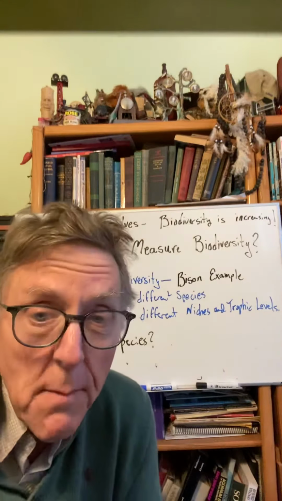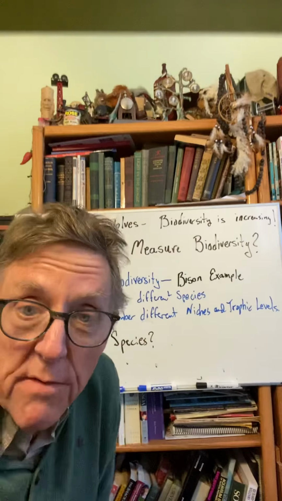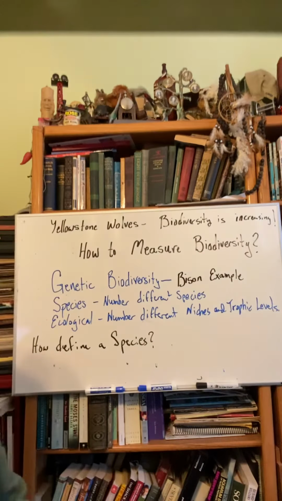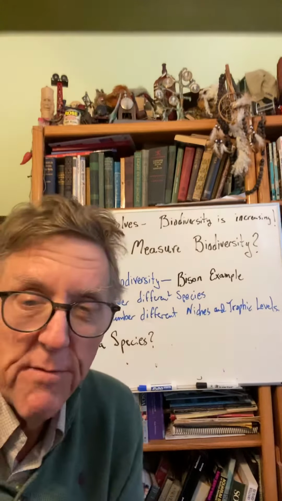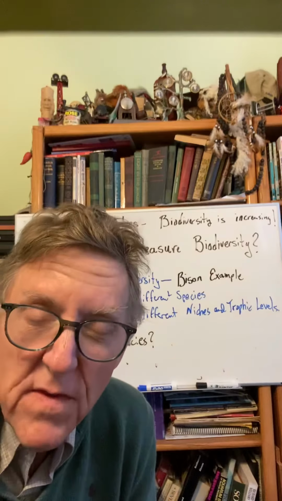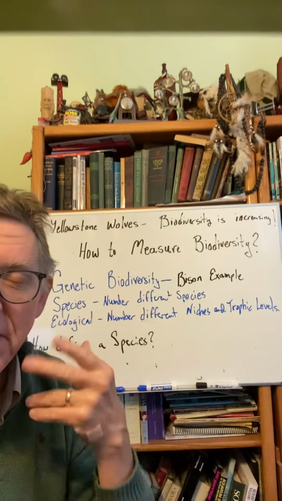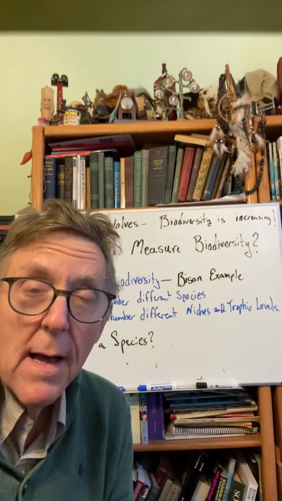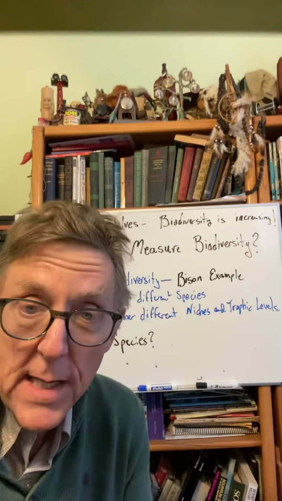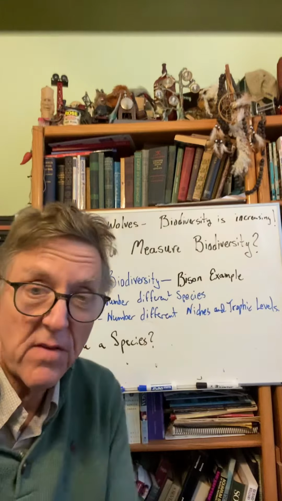So when we talk about biodiversity, we can say, well, what do we mean by biodiversity? And one meaning behind biodiversity could be genetic biodiversity, the number of different genes that are there. And you can think about this in a variety of ways. The easiest example would be things like a bison or a cheetah. And we don't really know the story behind the cheetah, but we do know the story behind the bison.